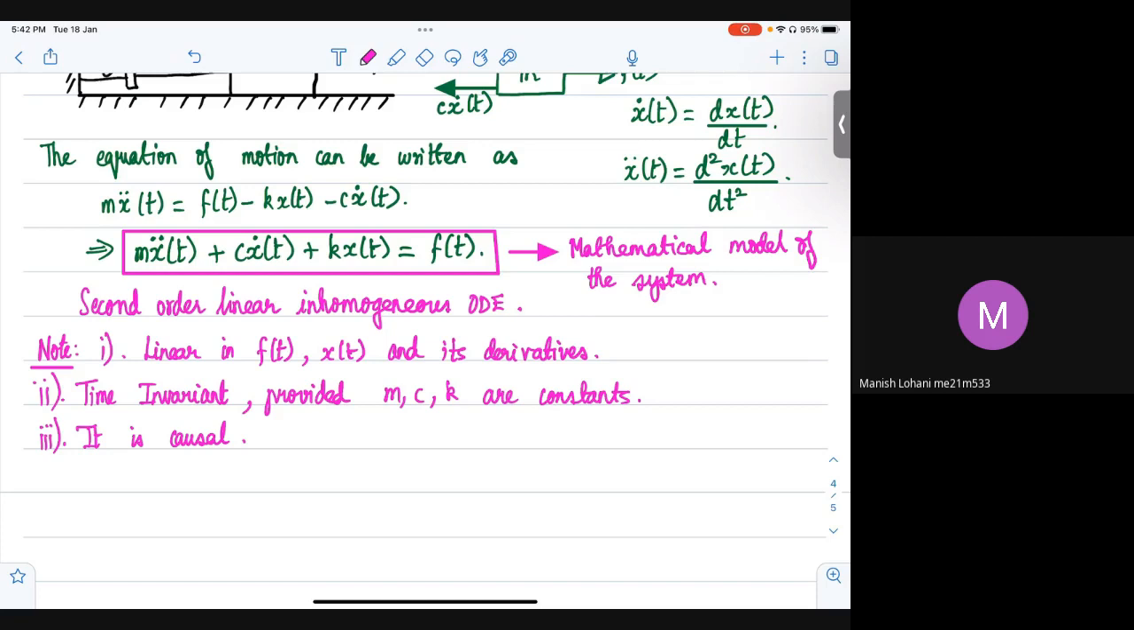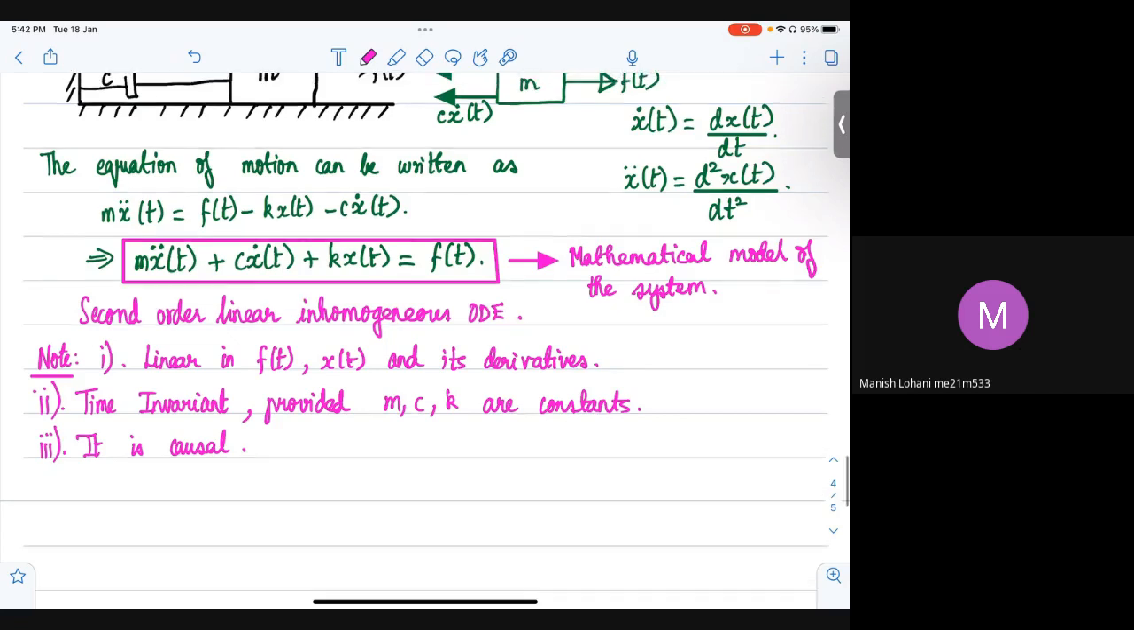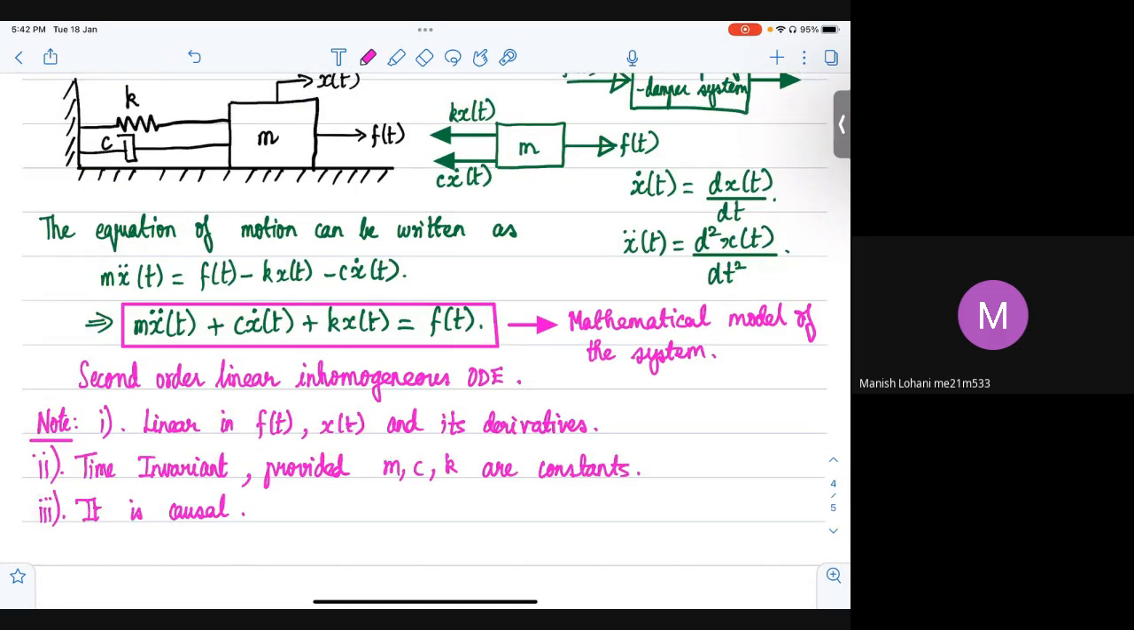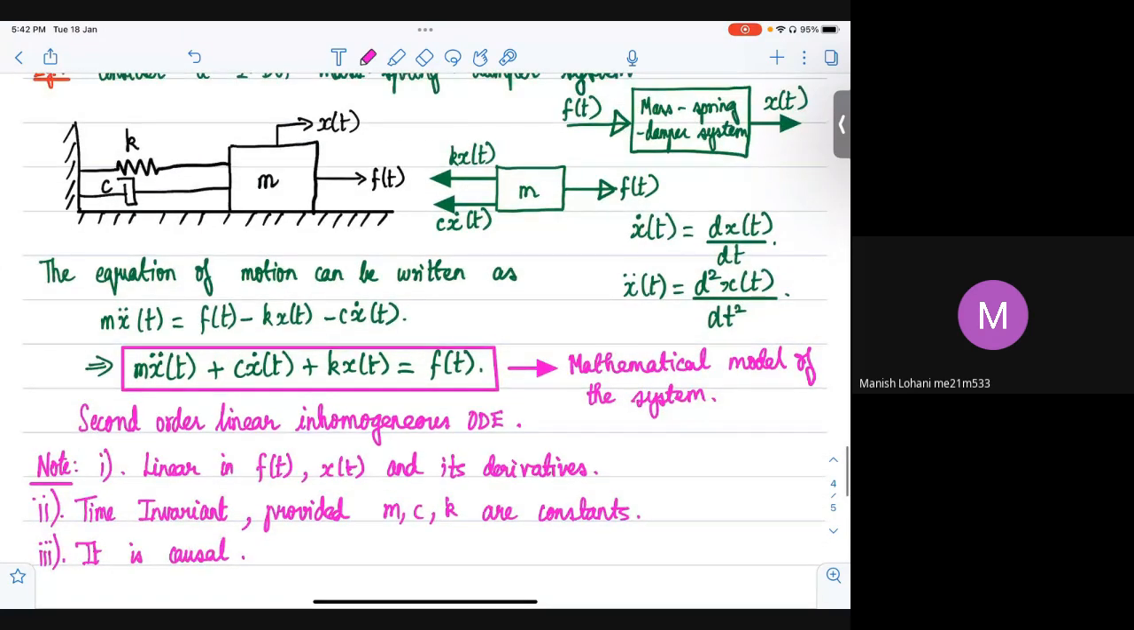But we will go deeper into this maybe in the upcoming classes. Right now, we can see that unless I apply a force on the mass, it's not going to be displaced, right? So that is why the output of the system is going to depend only on past and current inputs. So that's why it is causal. This is an example of a linear time invariant system.